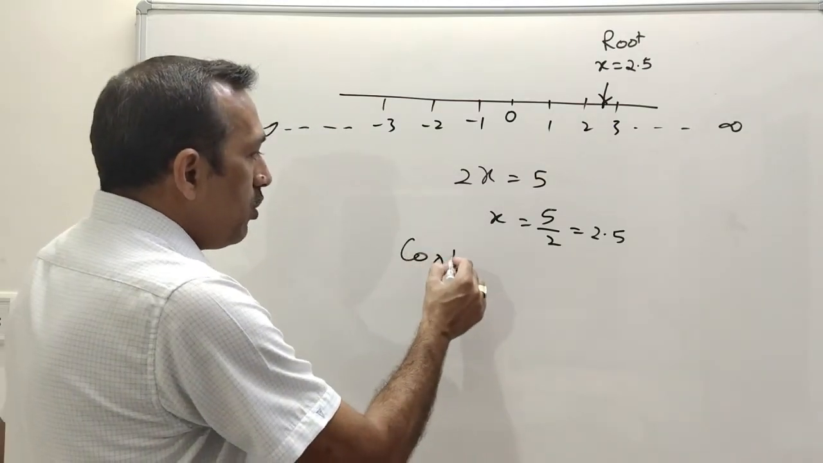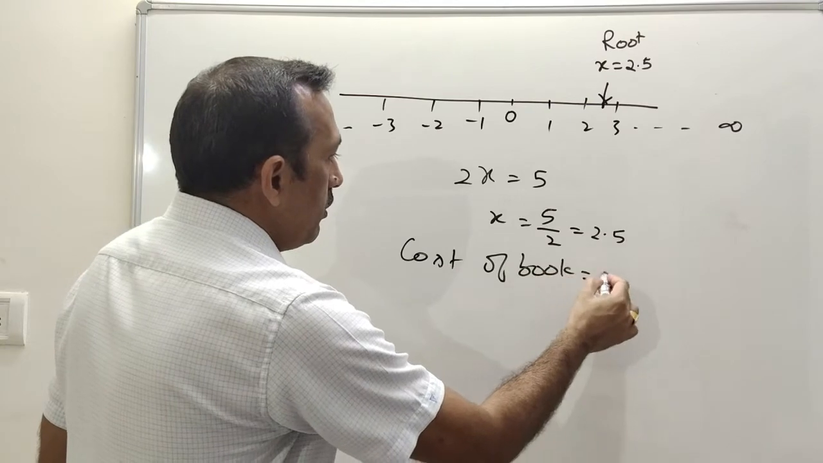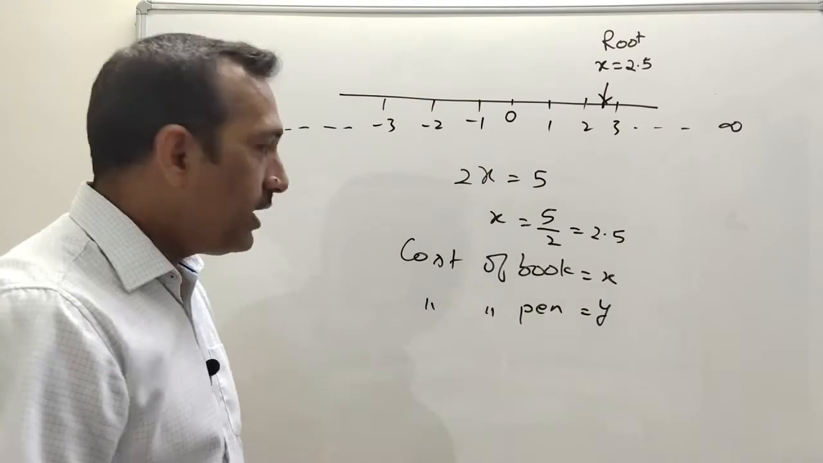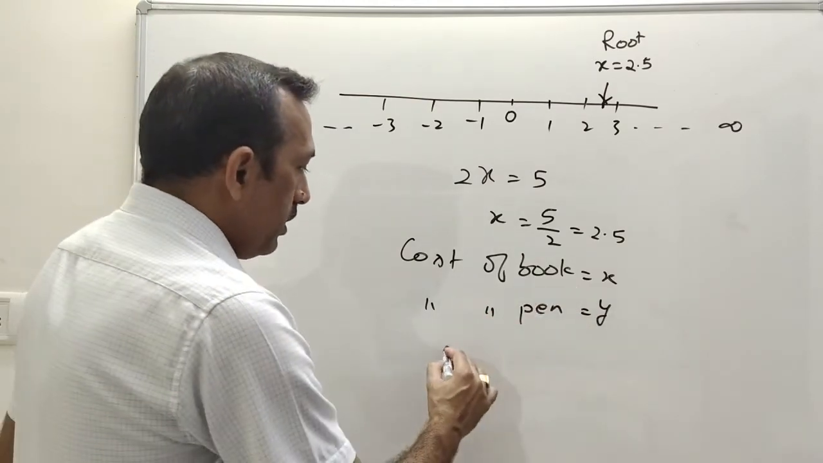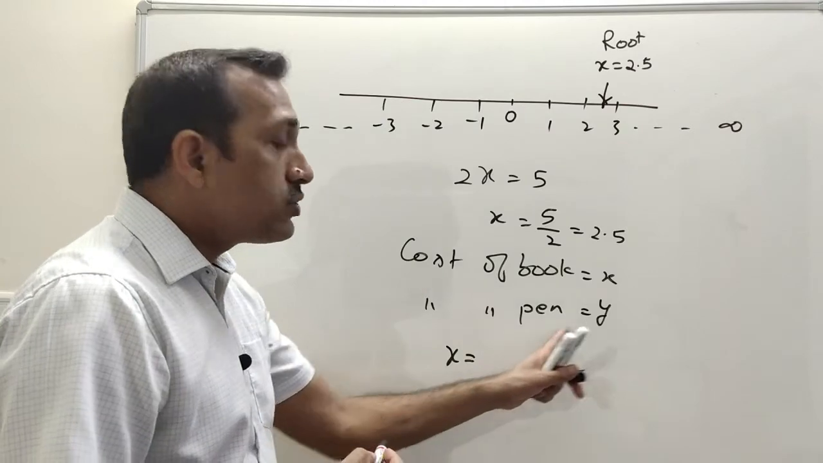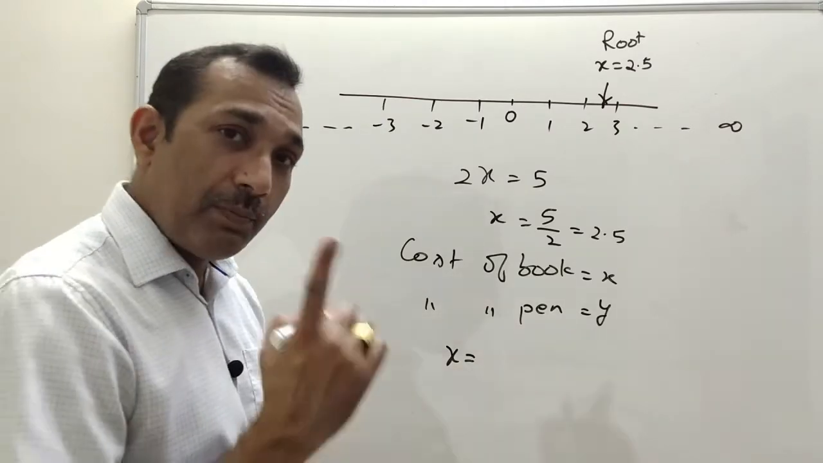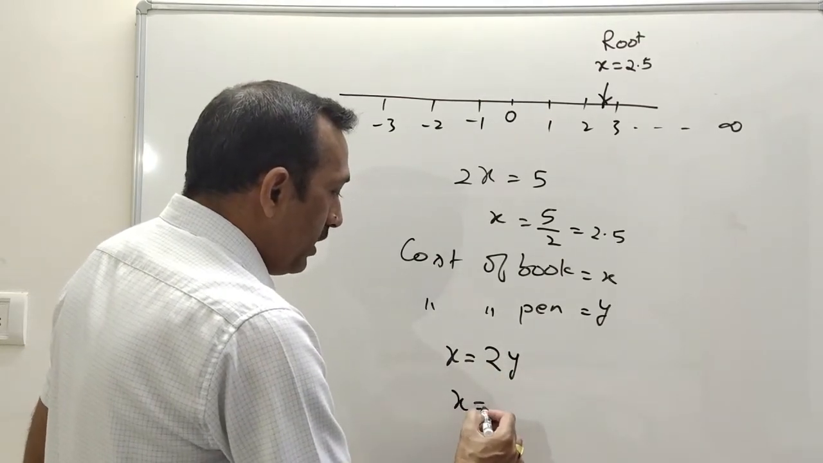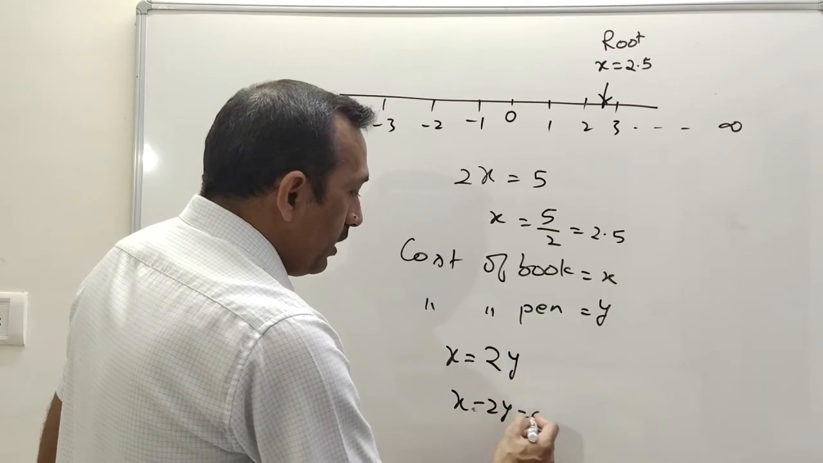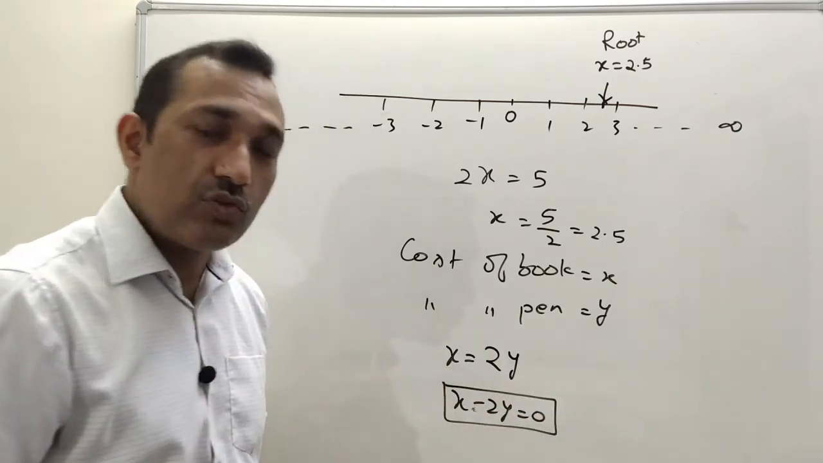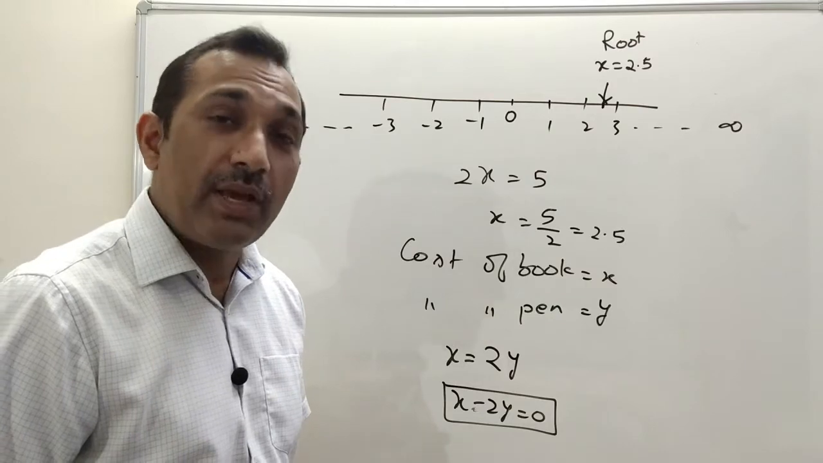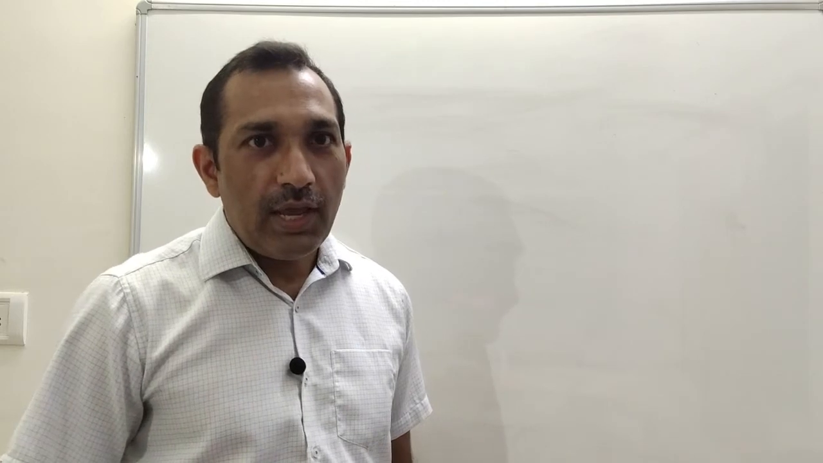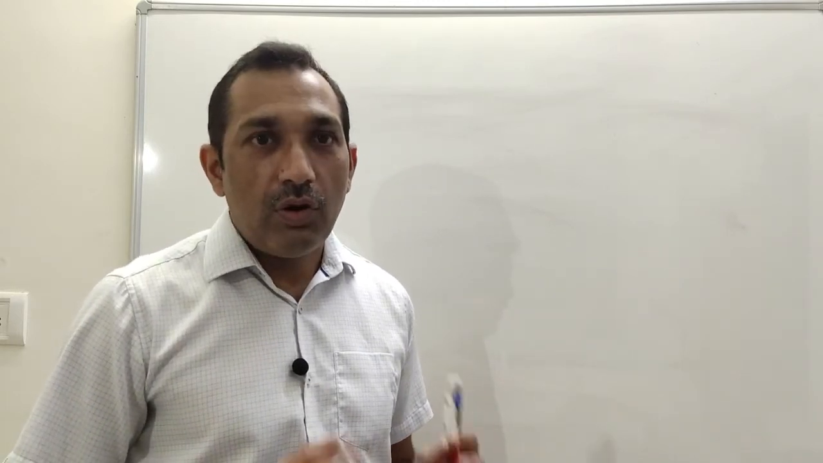Suppose the cost of book equal to x and cost of pen equal to y. I said the cost of book is equal to twice of pen. That means 2 pen price is equal to 1 book. That means x equal to 2y, or I can write x minus 2y equal to 0. This is the answer. So in exam, these kind of questions will be coming where you need to form the equation.